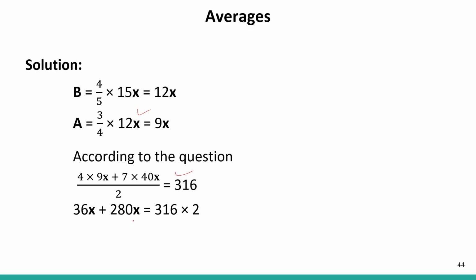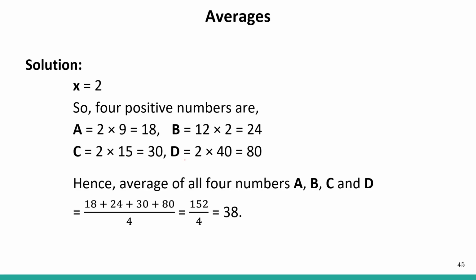So we can evaluate x right from here. So x will be what? 316x is equal to 316 into 2. So x is equal to 2. Okay. So we can calculate x is equal to 2. So the 4 positive numbers are A is equal to 2 into 9 is equal to 18, B is equal to 12 into 2 is equal to 24, and C will be 15x that is equal to 30, and D will be 40x that is equal to 80.